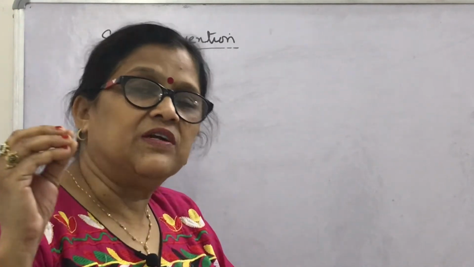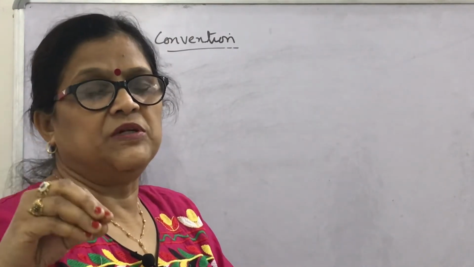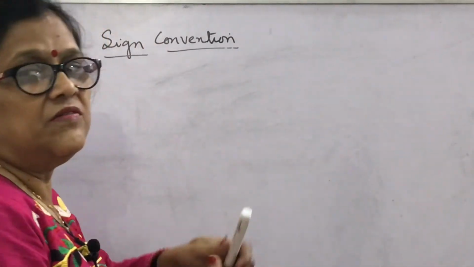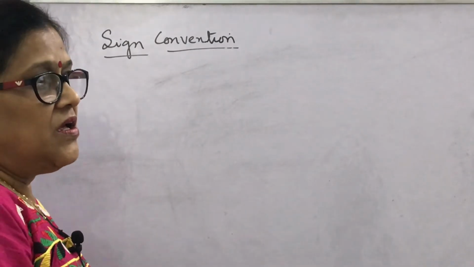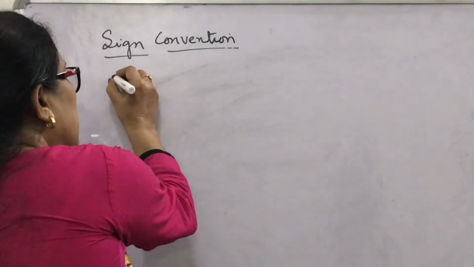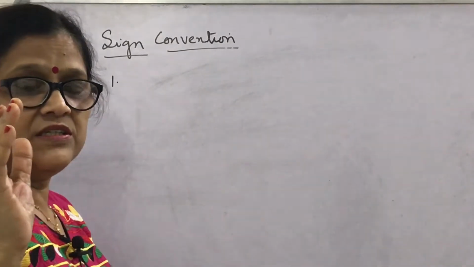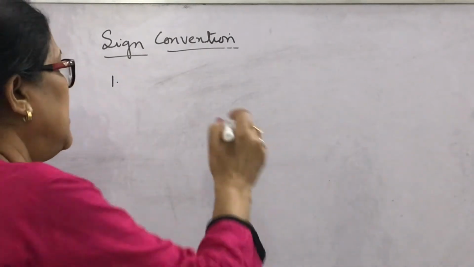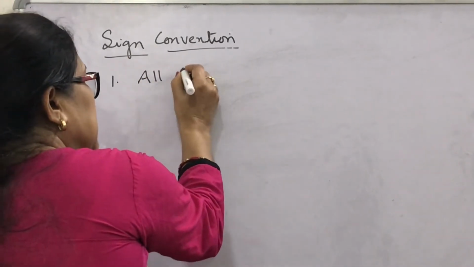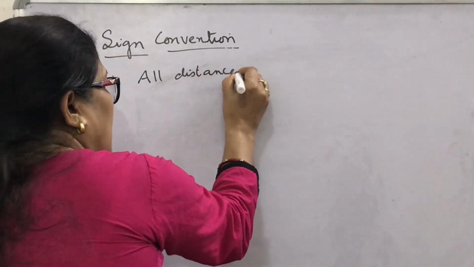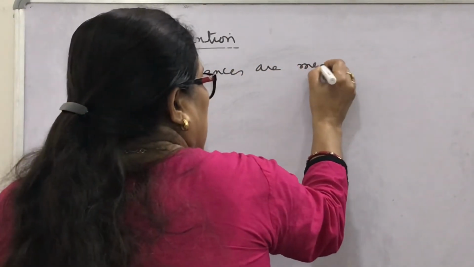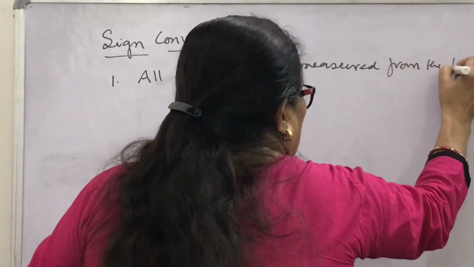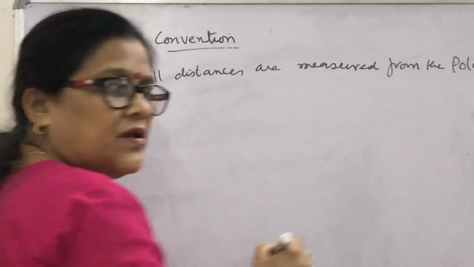First of all, we will see what the sign convention rules are, then image formation by convex and concave mirrors. Look, what are the sign convention rules? The first rule says that all distances are measured from the pole of the mirror. Okay.